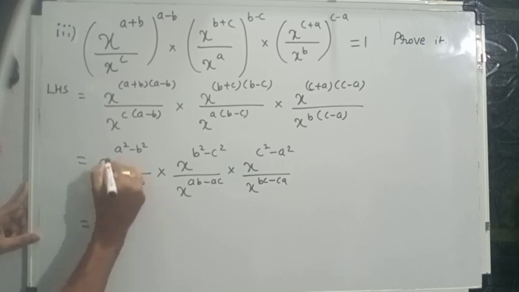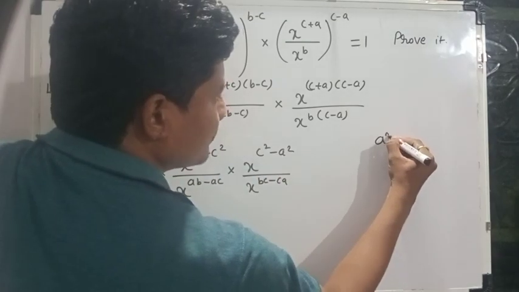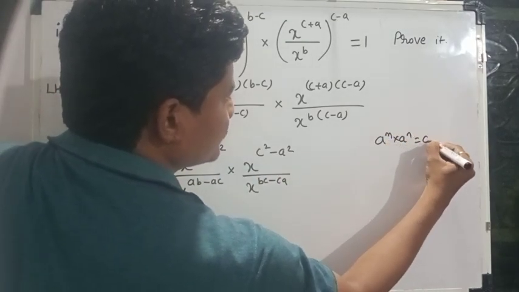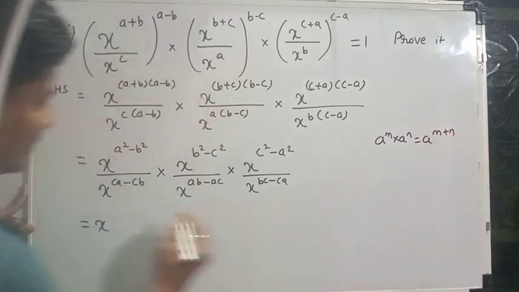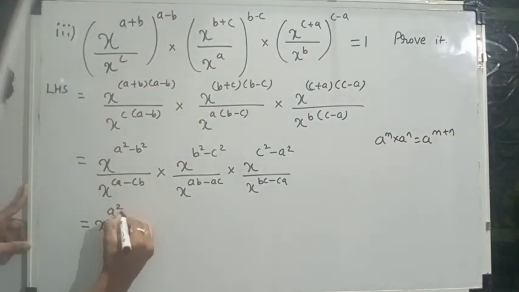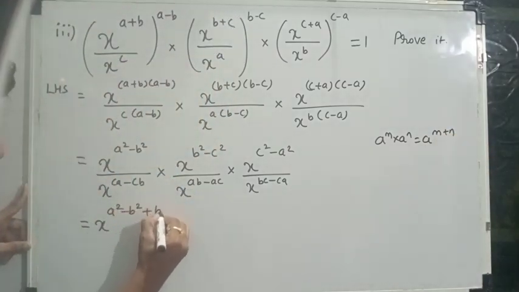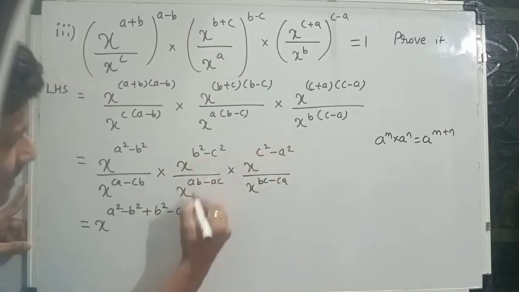This can be written as x to the power a square. Using the law of exponents, a to the power m into a to the power n is equal to a to the power m plus n. I want to use this law of exponent to solve this.